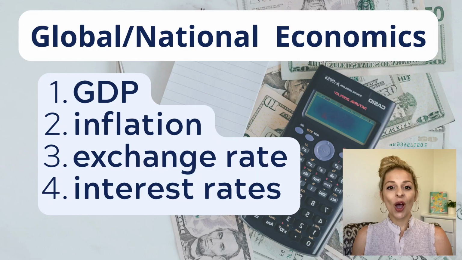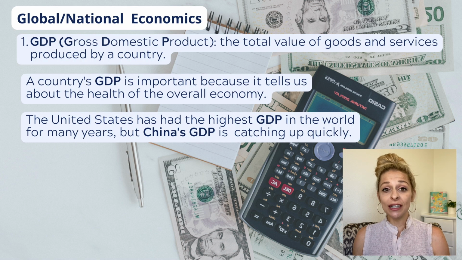Okay, and moving on to our third category, we have words related to global or national economics. And these words include GDP, inflation, exchange rate, and interest rates. So our first one is GDP, which is an acronym or an abbreviation for gross domestic product. And it means the total value of goods and services produced by a country.